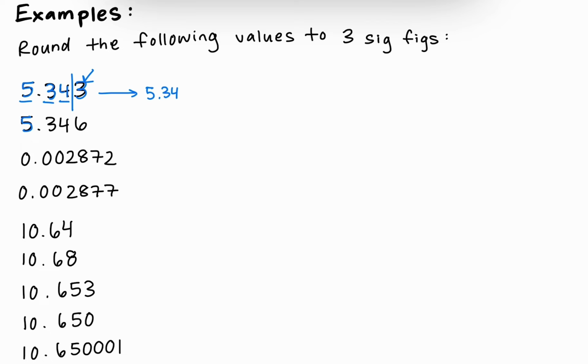All right, this one, these are all significant. So we're going to count 1, 2, 3. Cut it off, look to the next number. It's greater than 5, so we are going to round up the 4. So we'll have 5.35.